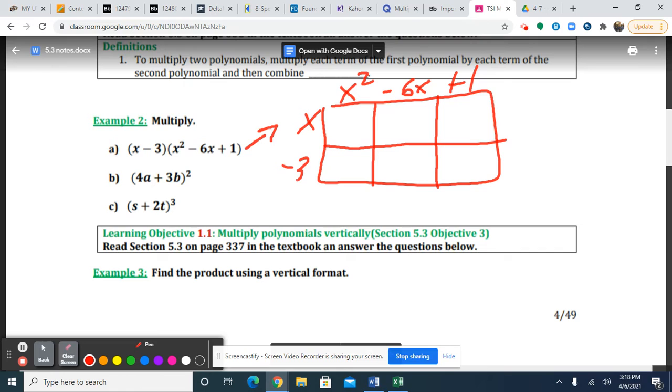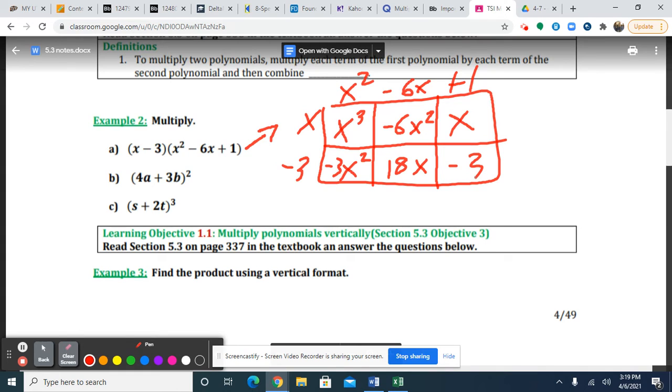So let's start with the first box. That should be x times x squared. That is going to be x to the power of 3. Remember, we add the exponents. Then we have negative 3 times x squared. So that's negative 3x squared. Then we have negative 6x times x, which is going to be negative 6x squared. Negative 6 times negative 3 is going to be positive 18x. Then at the end we have 1 times x, which is x, and 1 times negative 3, which is negative 3.